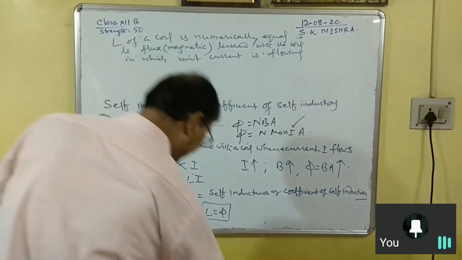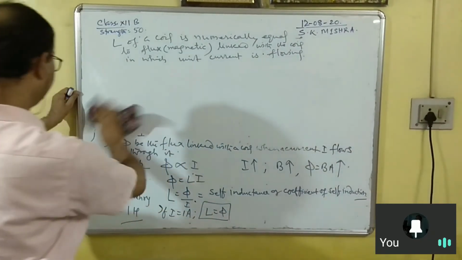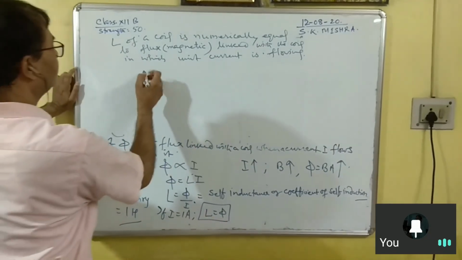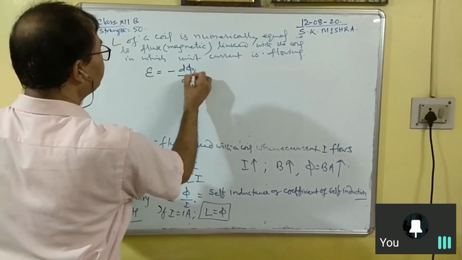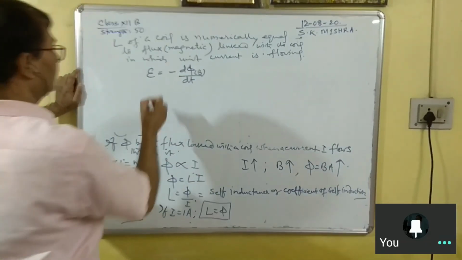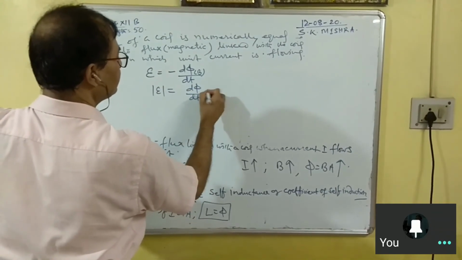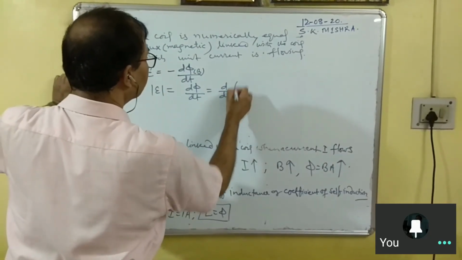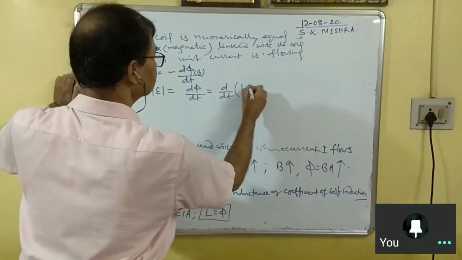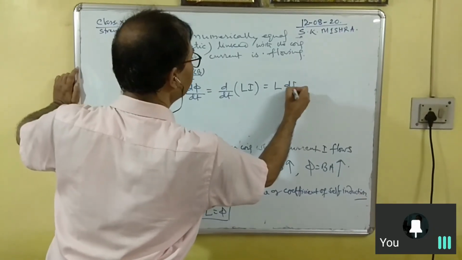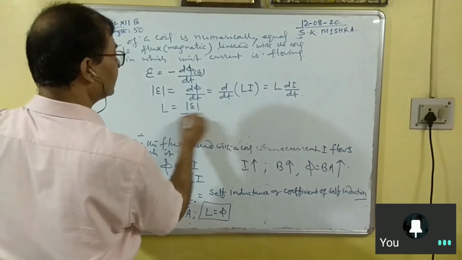The other way to define it: you know induced EMF E equals minus d phi by dt. Remember phi is for magnetic flux. So mod of E is d phi by dt, which is d by dt of L I, since phi is equal to L I. So this is L di by dt. If I write L, then this is mod of E divided by di by dt.